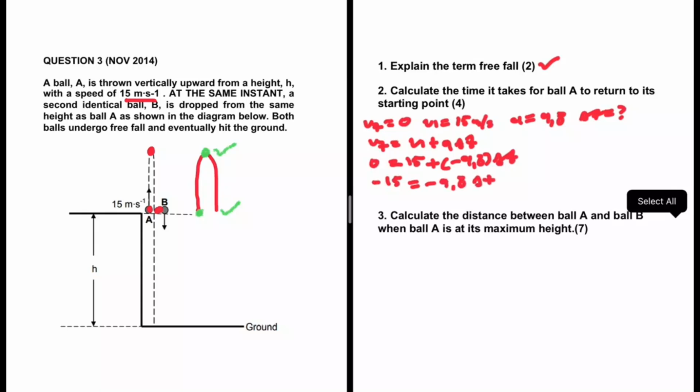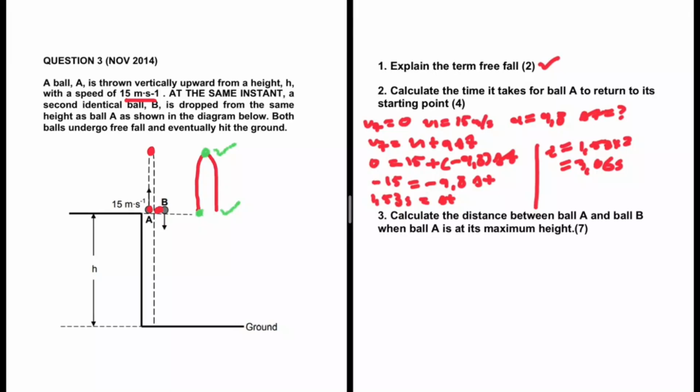We just need to divide both sides by minus 9.8. We're going to have 1.53 seconds being equal to the change in time. But that is not the time we're interested in. 1.53 is the time taken to go from starting position to maximum height. We need to multiply that by 2 to get the entire time for the motion. So our time is 1.53 multiplied by 2, which is equal to 3.06 seconds. There we go. Time taken for ball A to return to its starting position. That is one way of doing it.